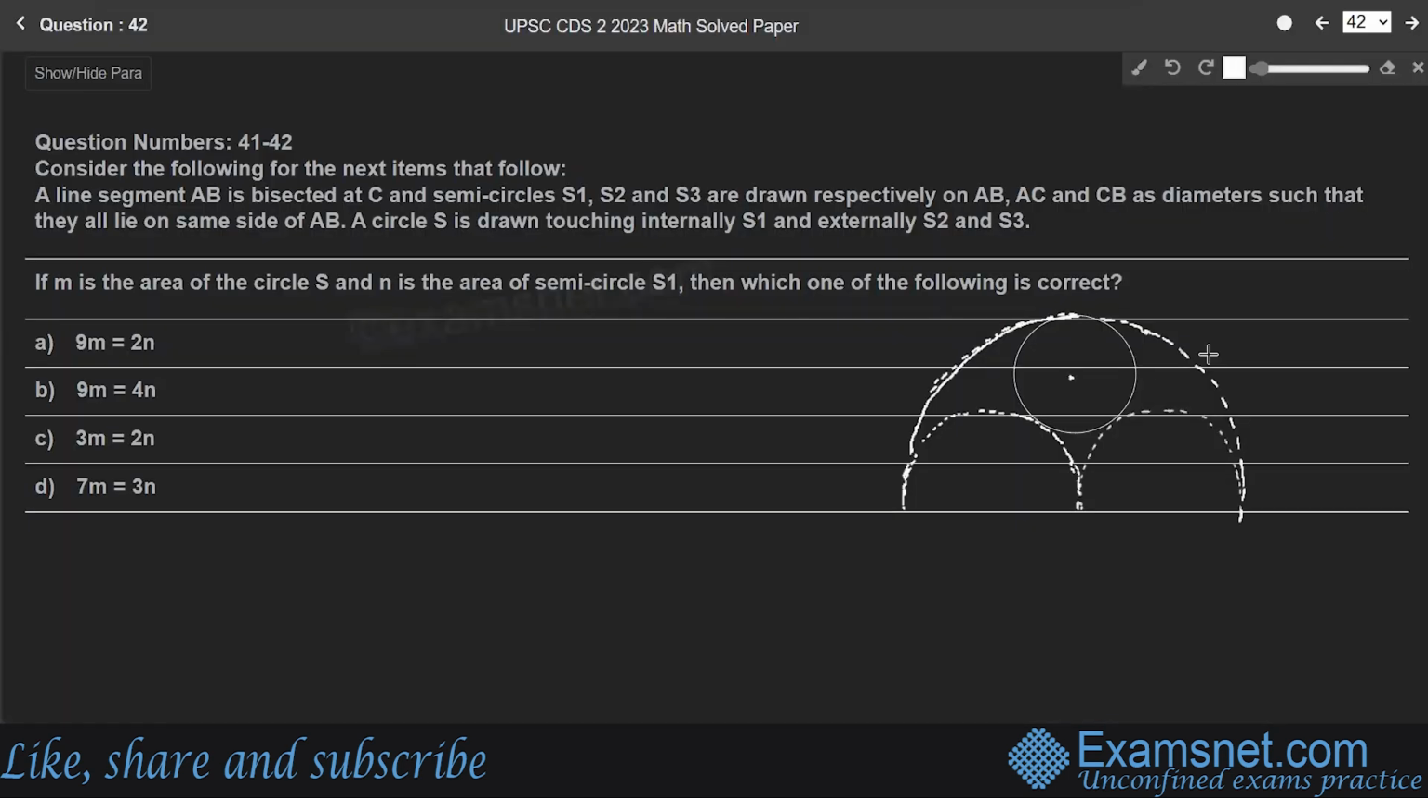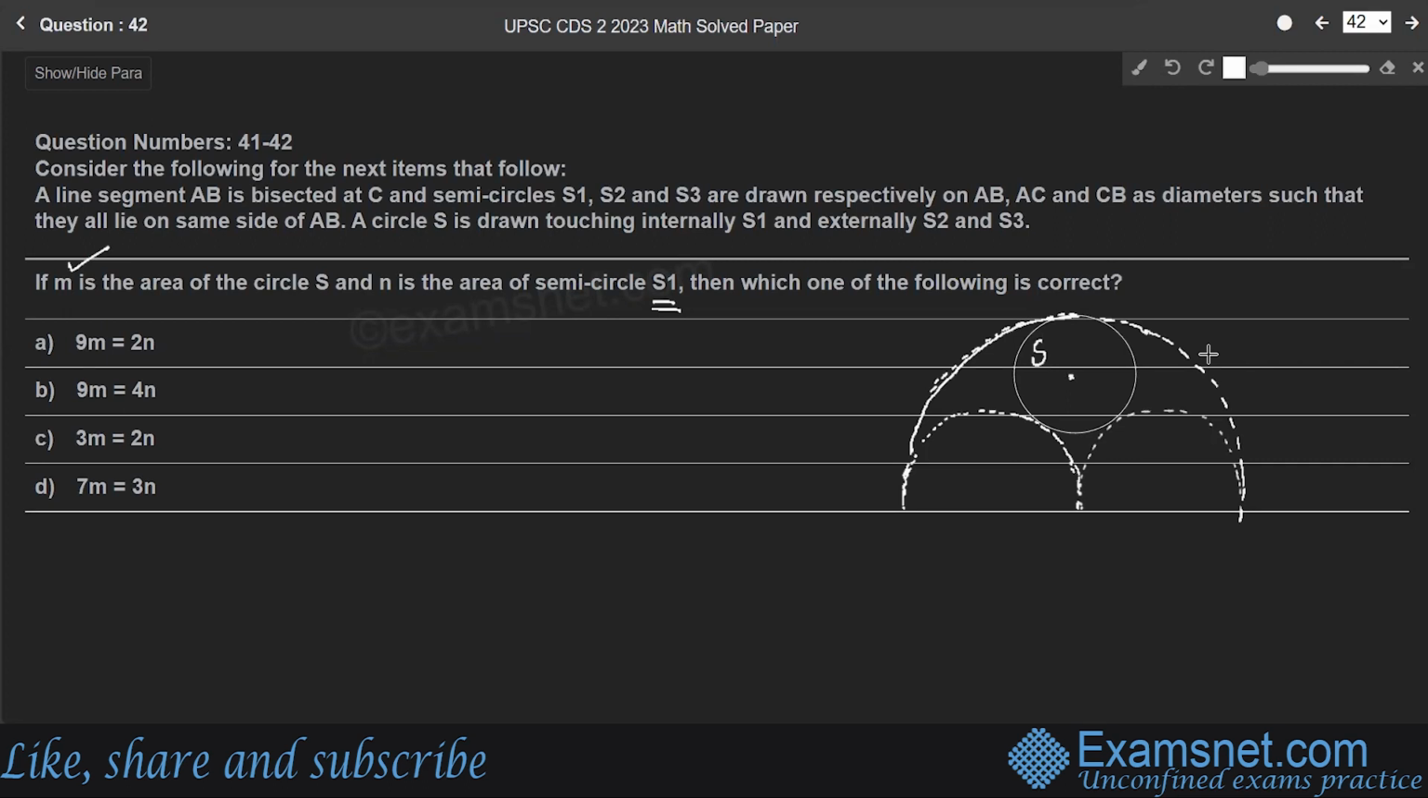Question 42. If M is the area of the circle S and N is the area of the semicircle S1, then which one of the following is correct? So in the 4 options, there is a relation between M and N. M is the area of circle S. According to the question, S is the circle whose area is M.